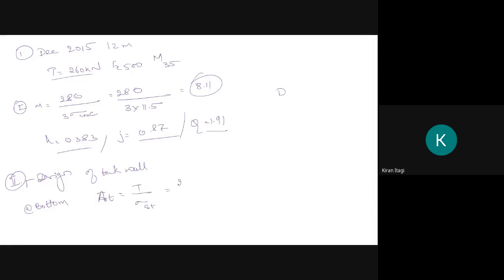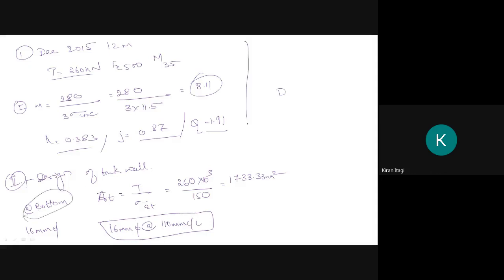T value, how much is it? 260, already given in the question. Multiply 10 power 3 divided by 150. We will get AST as 1733.33 mm square. Okay, so I will use 16 mm dia bars. If you use a 16 mm dia bar, spacing we will get 110. Therefore, provide 16 mm dia at 110 mm center to center. Okay, we have got it for the bottom one.